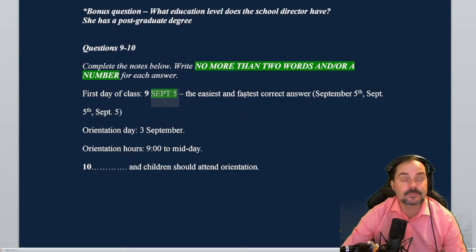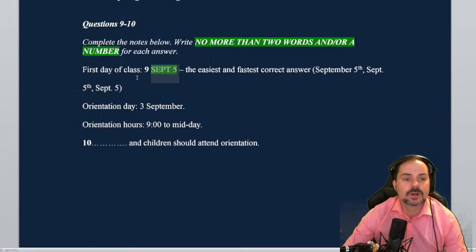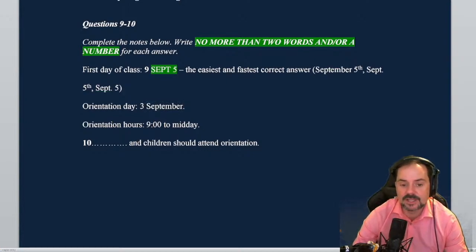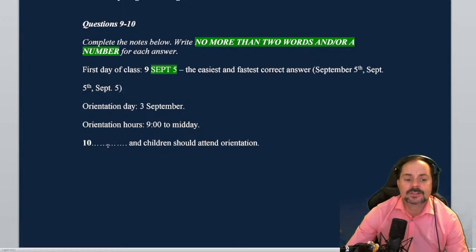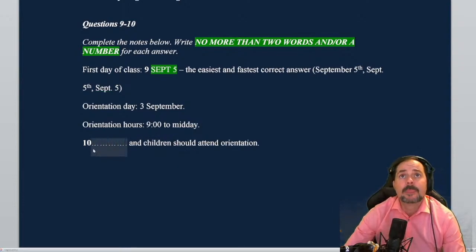All right. So orientation day is a little bit before, of course. It's on the 3rd of September. Orientation hours are 9 to midday. Midday is either hyphenated or one word. And number 10, we've got a missing word here. Someone and children should attend orientation. So we've got children. It makes sense that the answer here is parents.